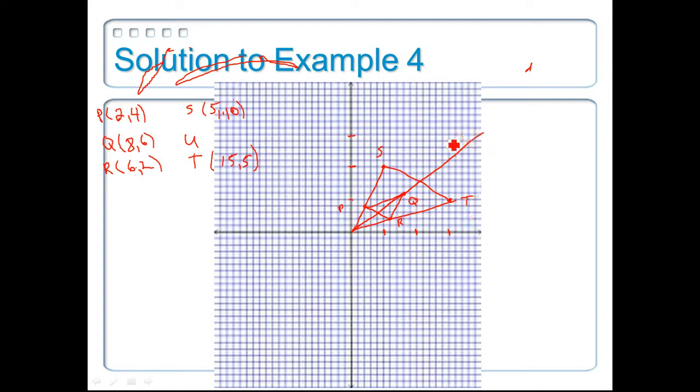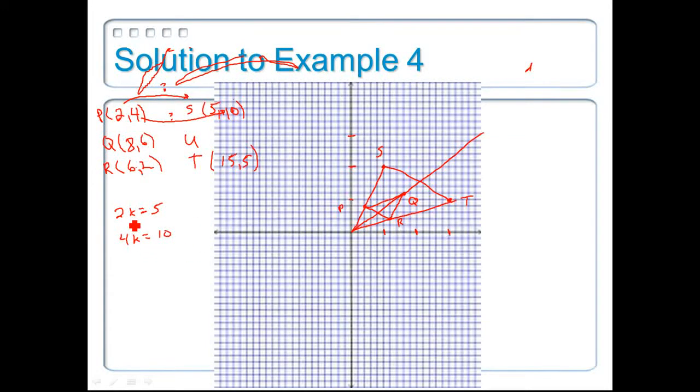Now I might be off with it because I'm not using a ruler when I draw it, but we get an idea it's somewhere along there. So let's take a look here. One of the ways to do it is to recognize that it'd be nice if we knew the scale factor. 2 times what gives me 5? And 4 times what equals 10? Hopefully it's the same thing.